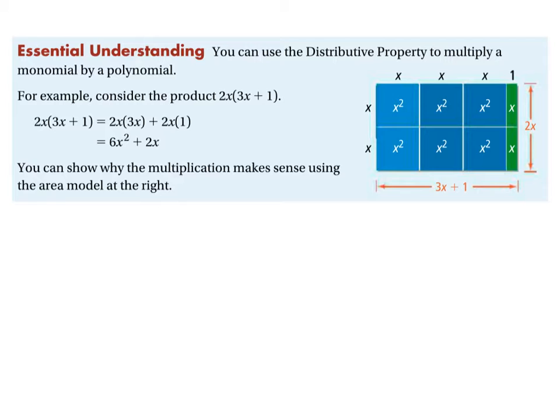You can use the distributive property to multiply a monomial by a polynomial. We're going to take this binomial here, 3x plus 1, and we're multiplying it by this monomial, 2x. Distributing it through, multiplying it to each part of it. Okay? So, if we did that, what do we get here? 2x times 3x, 6x squared. 2x times 1, 2x. We've distributed it through.